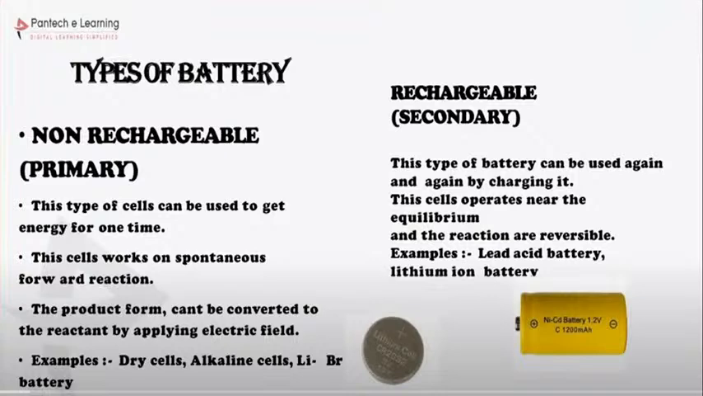While coming to secondary batteries, this type of battery can be used again and again by charging it. These cells operate near equilibrium, and it is a reversible process. For example, some battery types and names: lead acid batteries and lithium ion batteries are used. Why? Because we can use them again and again and charge them.